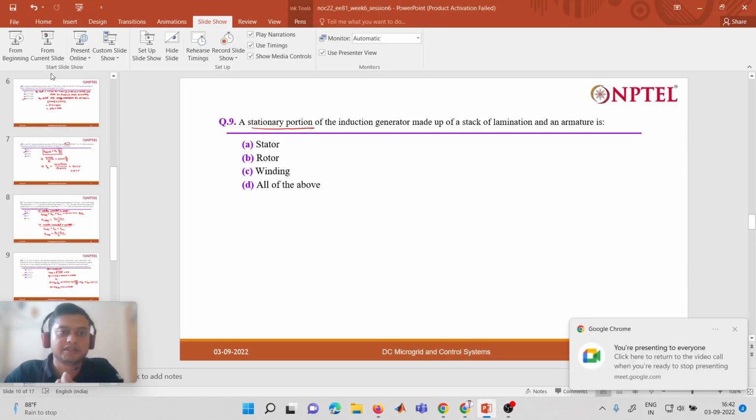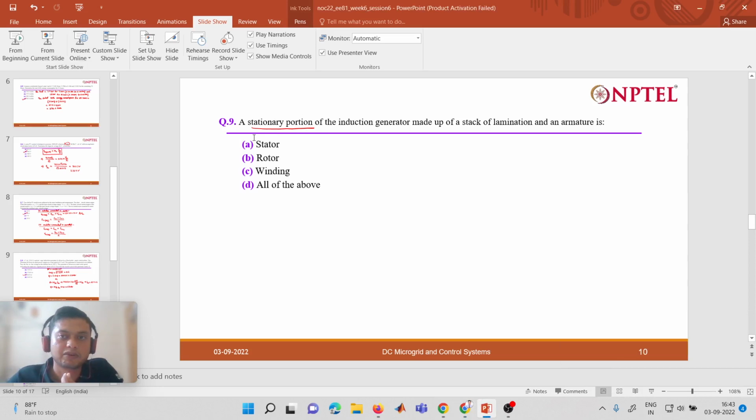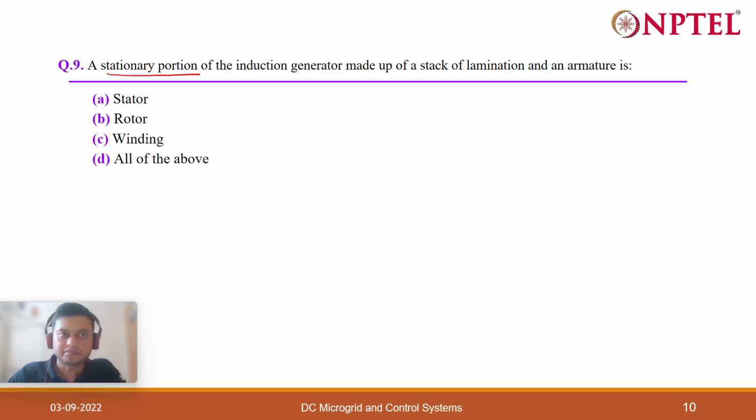So let me give the answer for this question. It is asking about the stationary portion of the induction generator which is made up of a stack of lamination and armature. So which part of the induction generator contains this lamination part, and that is a stationary portion. So what will be the stationary? Rotor is the moving part, so stator will be the correct answer.